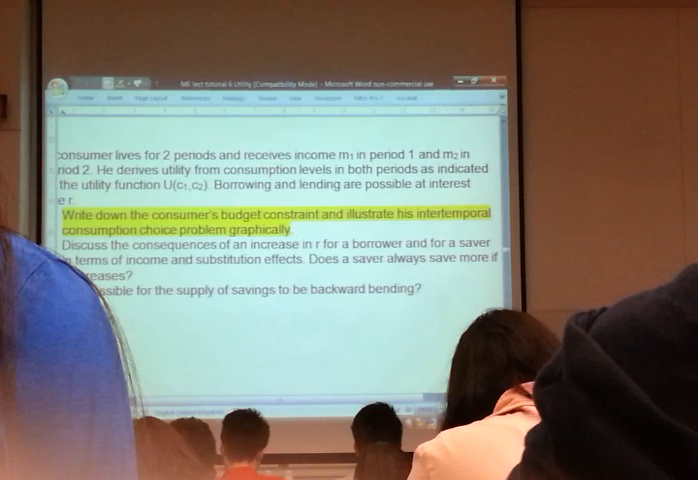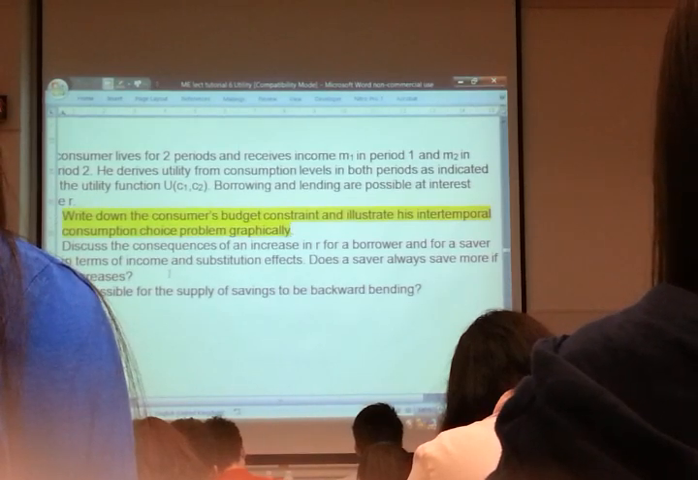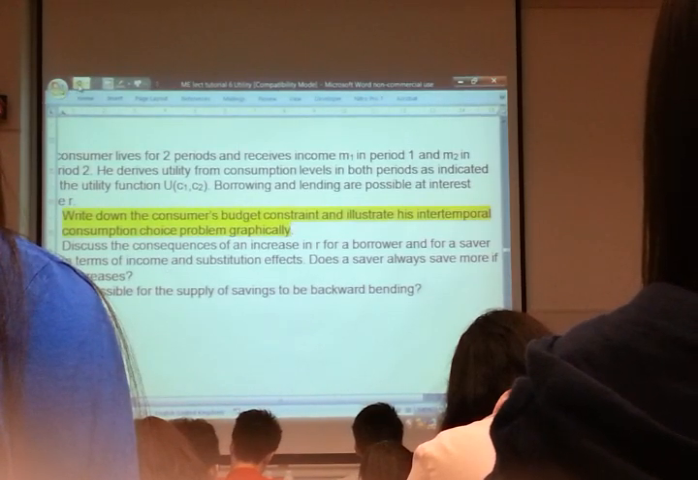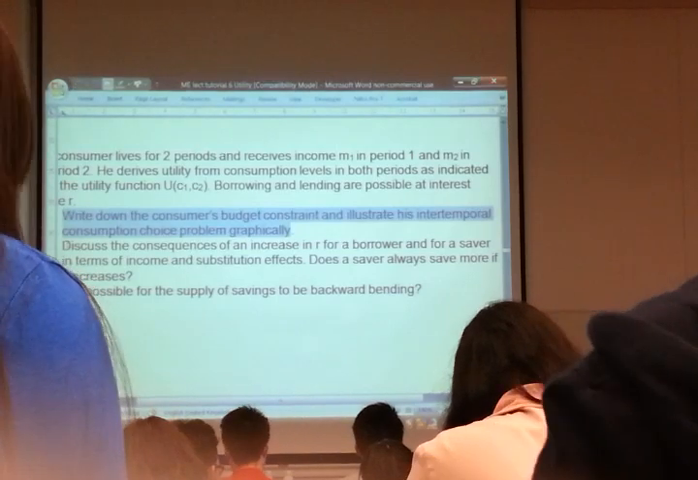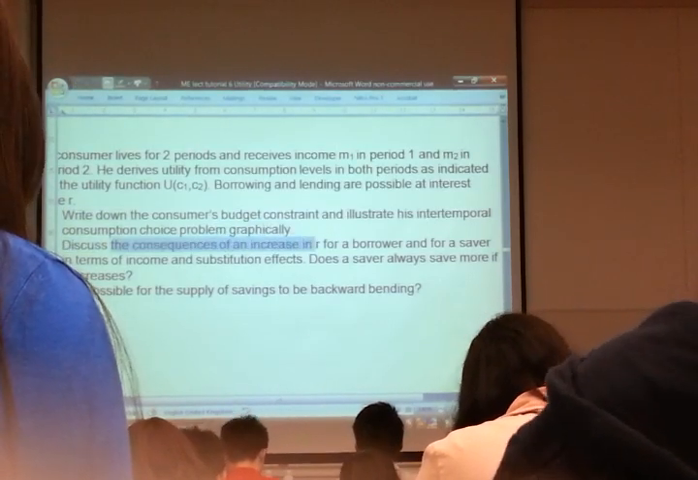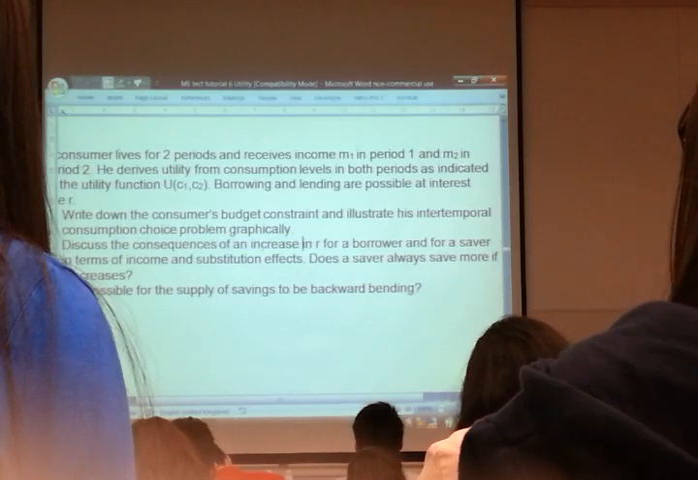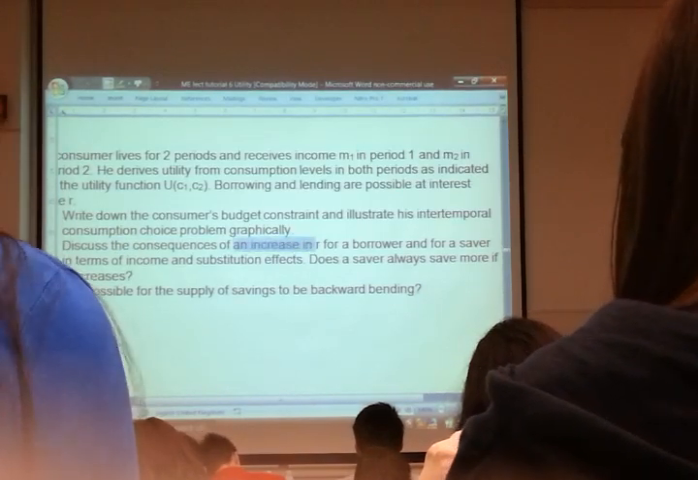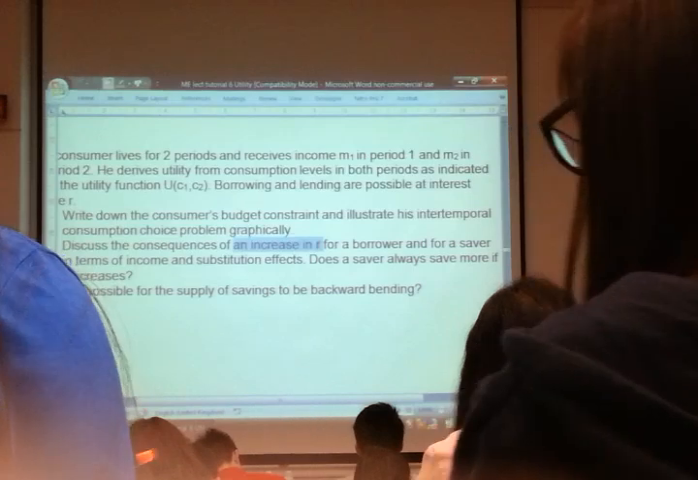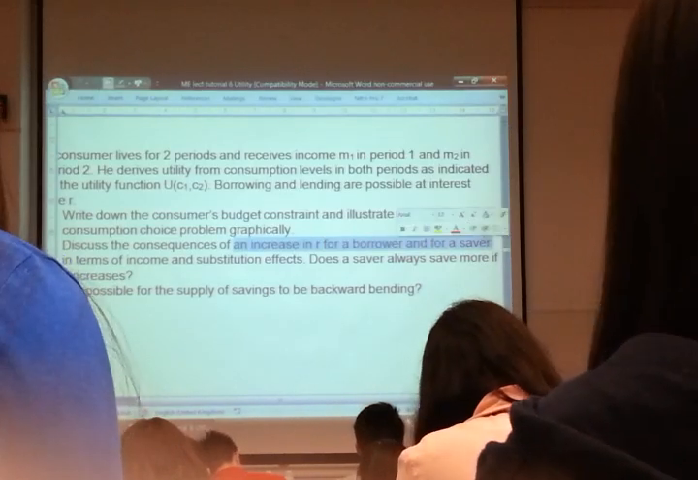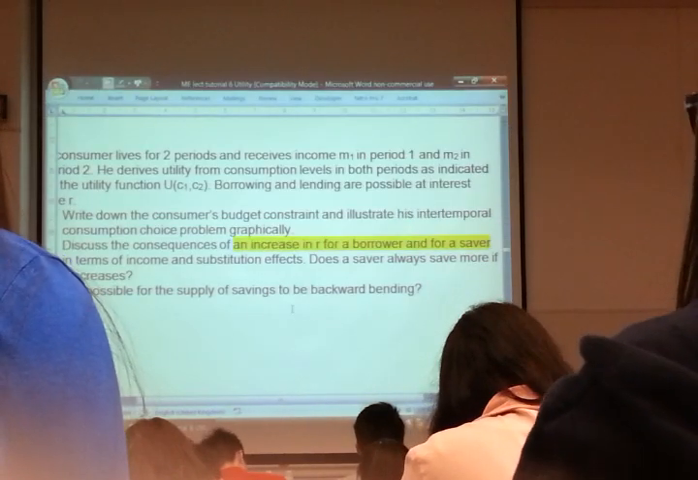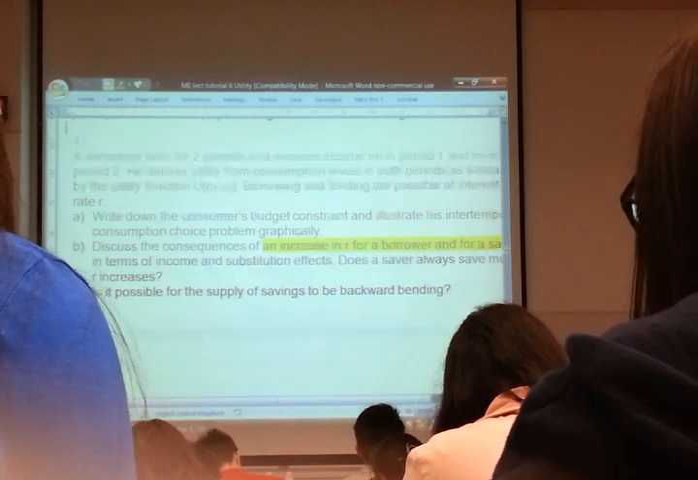So I think once you sum up the graph, what did the question ask you to do? Discuss the consequence of a rise in interest rate for borrower and also for saver. Okay, so we have to do this.